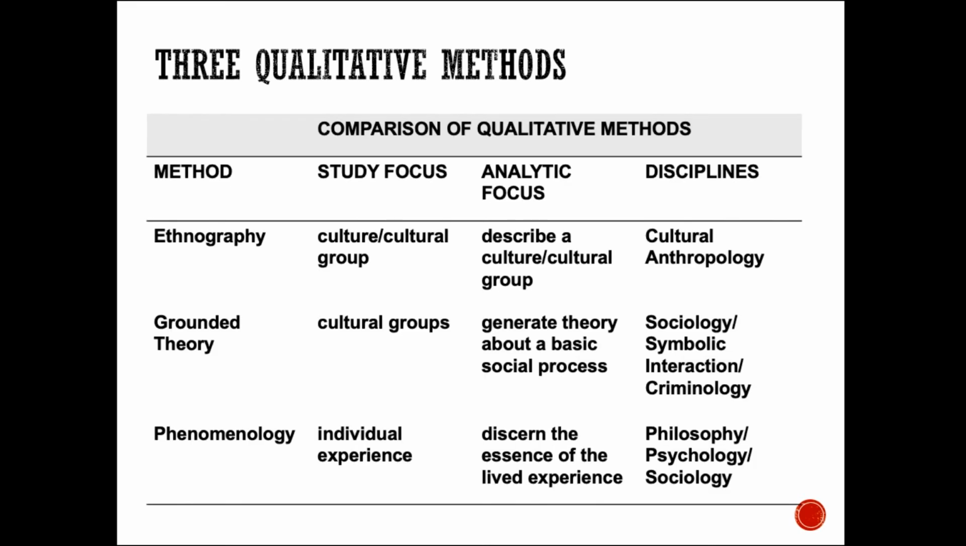So for qualitative data, we have three methods. We have ethnography, where we study a culture or cultural group. Here we describe cultural groups or culture, a discipline from cultural anthropology. The second one is grounded theory. From the name you will know it is about developing theory. The study also focuses on cultural groups. The analytic focus is to generate theory about the basic social process, and the discipline is sociology or criminology.